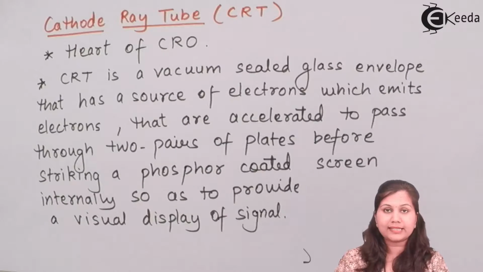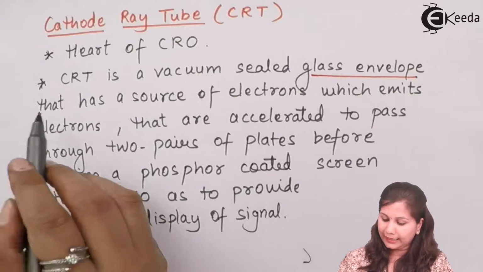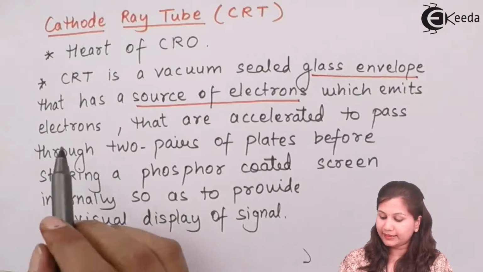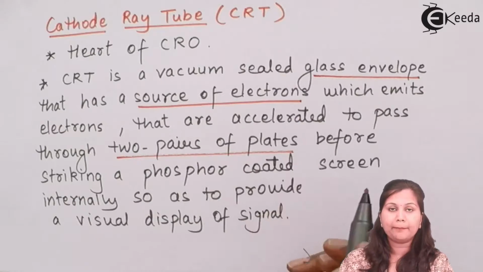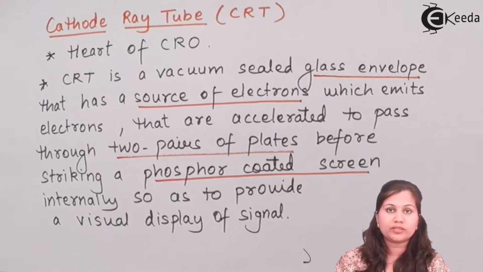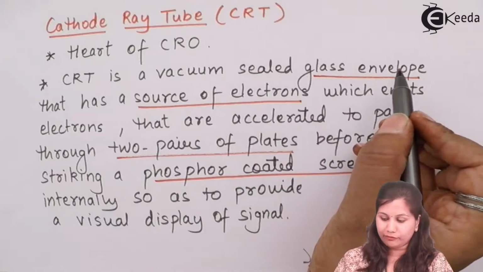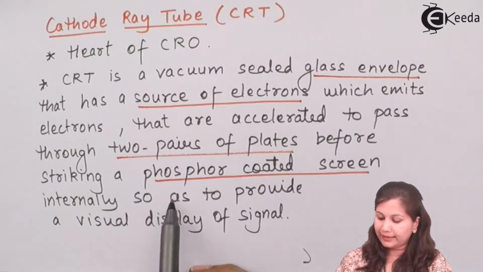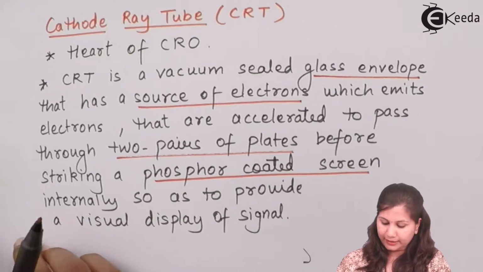So the CRT has a vacuum sealed glass envelope with a source of electrons which emits the electrons, and these electrons are accelerated to pass through two pairs of plates before striking a phosphor coated screen. So the various parts of the CRT are: the glass envelope, the source of electrons, the two pairs of plates, and a phosphor screen. So let us study the various parts of the CRT.